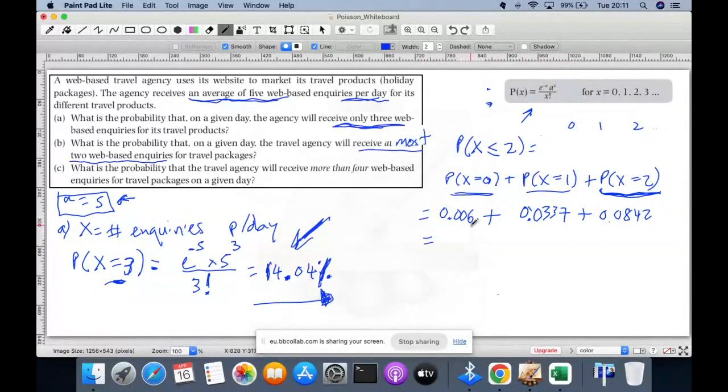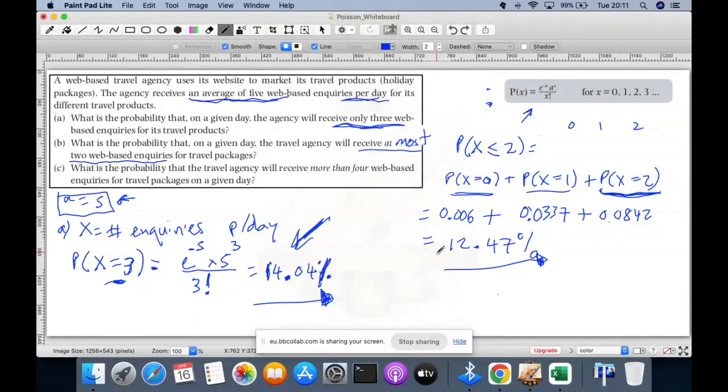If you do that, you should get the final answer of about, I'll tell you now, 12.47%. And then just finish with the sentence: the probability of having at most 2 inquiries per day is 12.47%. Well done. Good work. All right.